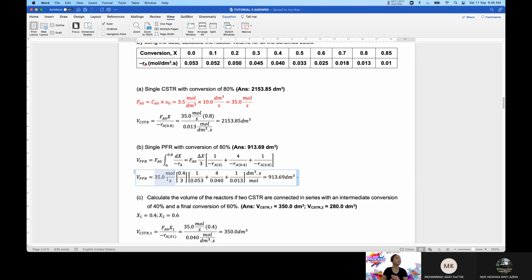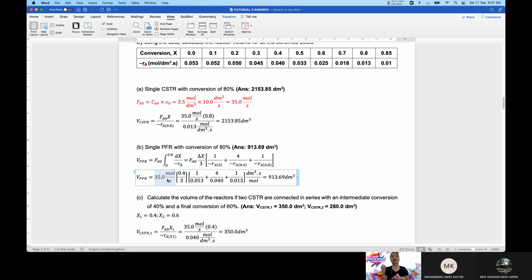So dalam case B, similarly, kalau dia kata tak ada perubahan CA0, tak ada perubahan V0, no changes in the concentration or volumetric flow rate, your FA0 stays the same. So you can use the FA0 that you have obtained in part A. Okay, so only remember FA0 tu boleh berubah if your CA0 changes or your V0 changes. If none of these changes, FA0 stays as it is. Okay, so darab dengan delta X per 3. Again, delta X per 3 tu adalah the Simpson one-third rule punya formula, dia must stay.